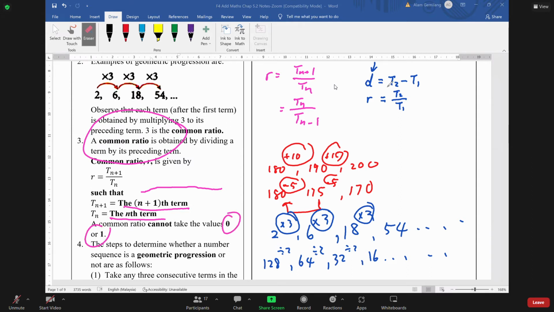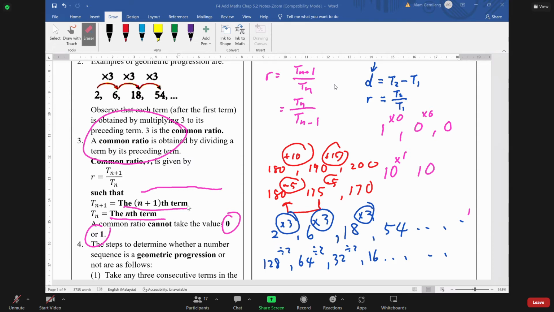A common ratio cannot be 0 or 1. Because if this one times 0, it becomes 0, and this one times 0 becomes 0. So this cannot be a geometric progression. Or say you start from 10, 10 times 1 gives 10, 10 times 1 gives 10. So this is not a geometric progression. So the common ratio cannot be 0 and 1.